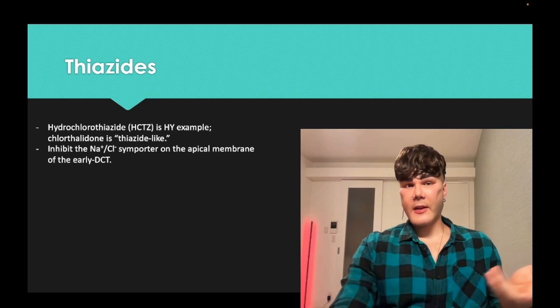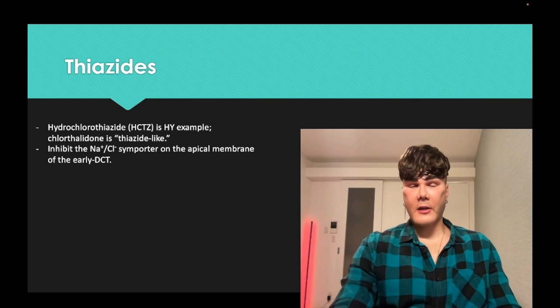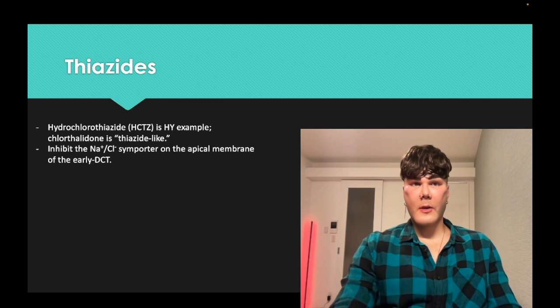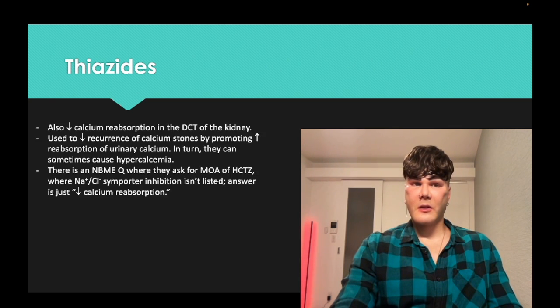So hydrochlorothiazide, that's your classic thiazide diuretic there. And then you need to know the mechanism of action is that thiazides block the sodium chloride symporter on the apical membrane of the early DCT. It's amazing to me how many med students don't know the mechanisms of action of loops and thiazides, who are scoring decently. So you just got to know those MOAs.